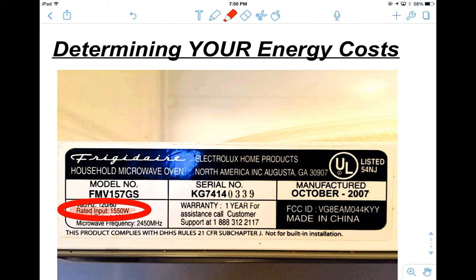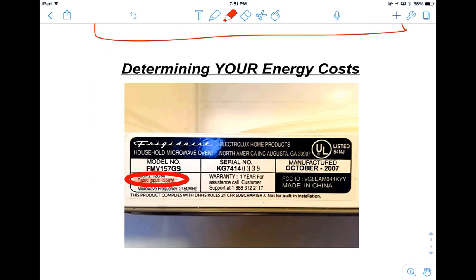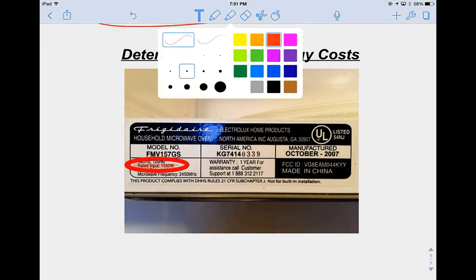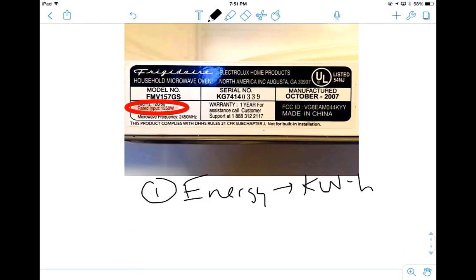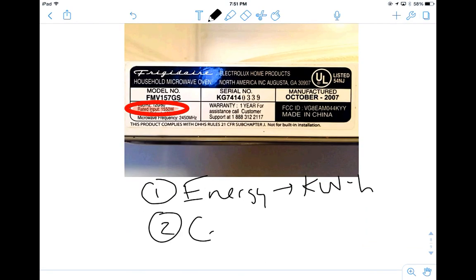So you're going to do something like that too. You're going to go find it, and if you want to look it up online, that's fine too. But find a power rating for some sort of appliance and figure out how much it would cost to keep it on for a certain amount of time. So once again, find your energy in kilowatt hours, and then find your cost from there.